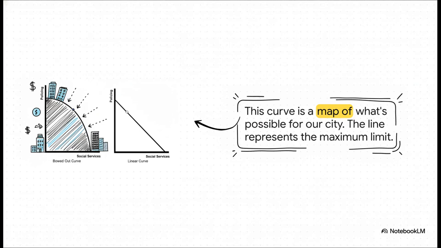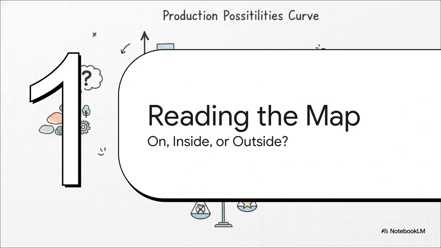So check this out. This graph shows our mayor's dilemma perfectly. You've got policing on one axis and social services on the other. That curved line isn't just some random shape. It's super important. It represents the absolute maximum limit, the frontier of what our city can produce with what it has right now.